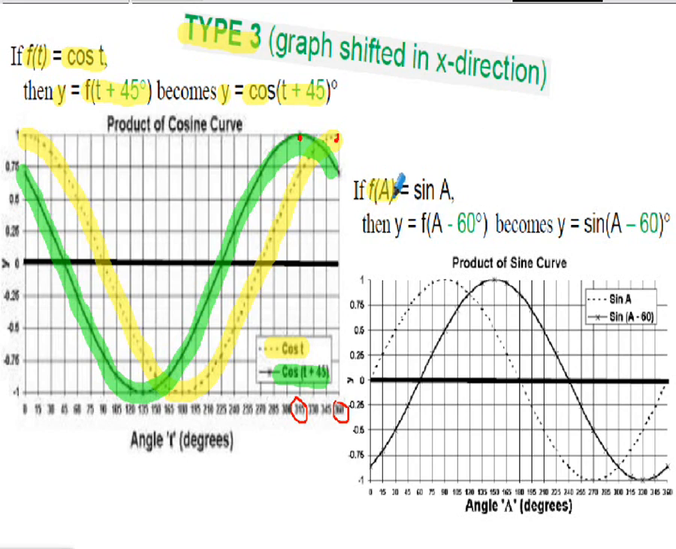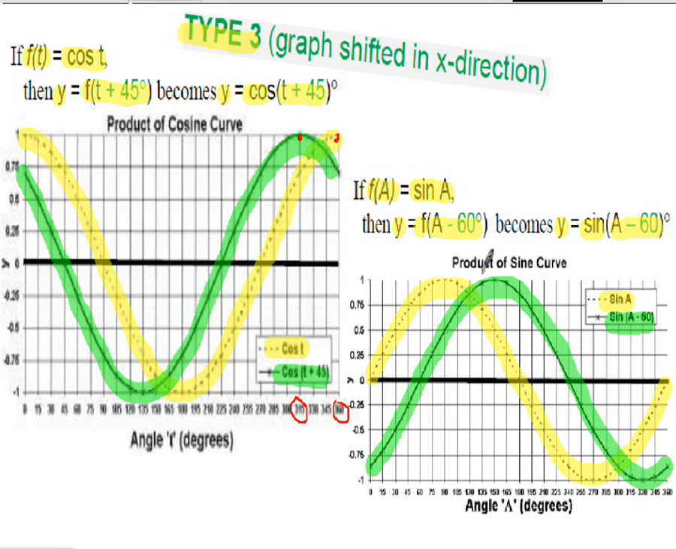Another example here, consider the function of a is equal to sine of a, then y is equal to the function of a minus 60 degrees becomes y is equal to sine of a minus 60 degrees. If we plot the basic sine curve on our graph, we would get this shape here. And if we plot the sine a minus 60 degrees, we would get this shape shown here.